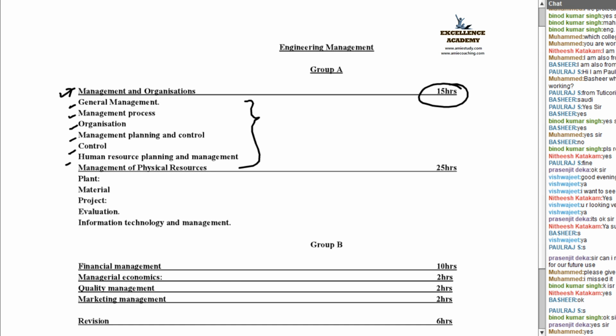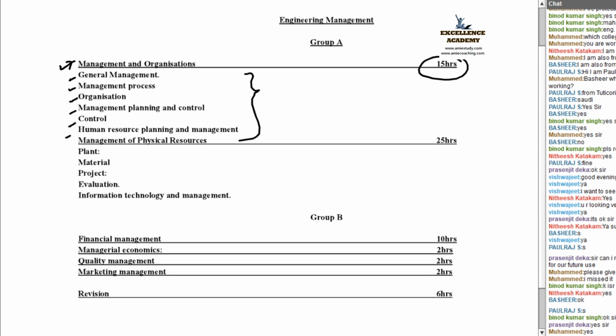And next is management and physical resources. In that, the construction of the plant, where we have to construct the plant, then which material, how I get the material, transportation of material, like those things, which is the project, then evaluation, how can I perform the evaluation, then how can I communicate it in a proper way by means of modern techniques, by means of information technology. So these things I plan to complete in 25 hours.